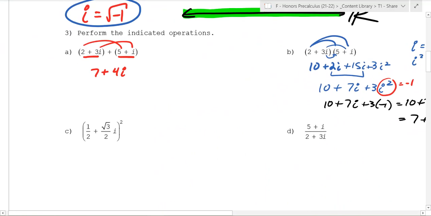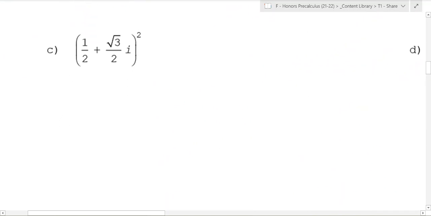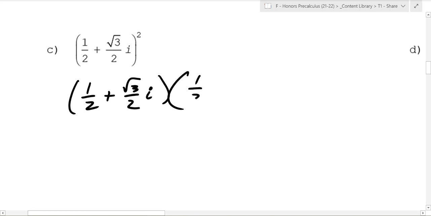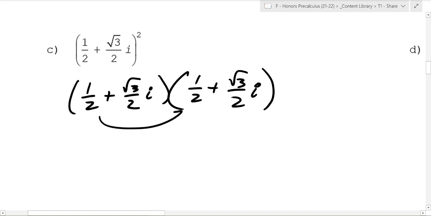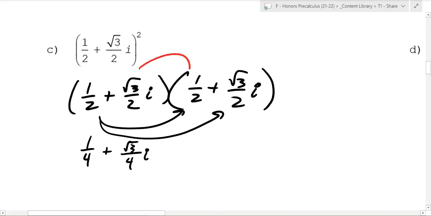That's multiplication. What about squaring? Well, that's multiplying it by itself, so it's the same thing twice. And you just have to keep track. 1/2 times 1/2 is going to be 1/4. And then 1/2 times this is going to be root 3 over 4i. And then you do this and you end up with plus root 3 over 4i.